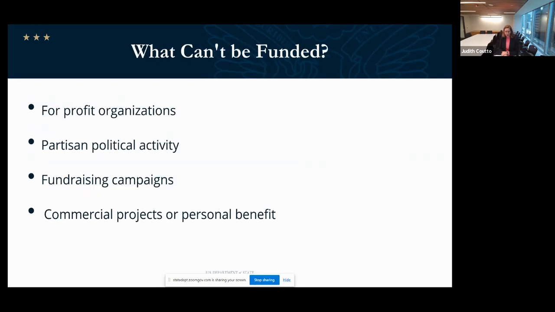We do, of course, have limitations. What cannot be funded? We cannot provide grants to for-profit organizations. We do not provide funding for partisan political activity or fundraising campaigns. And we do not provide funds for commercial projects or for personal benefit. We do get a lot of proposals that fall within these categories. So generally, for example, we do not fund individual research or individual travel.